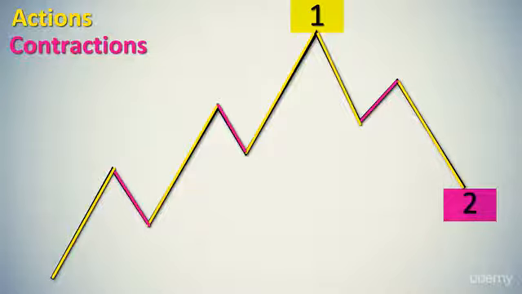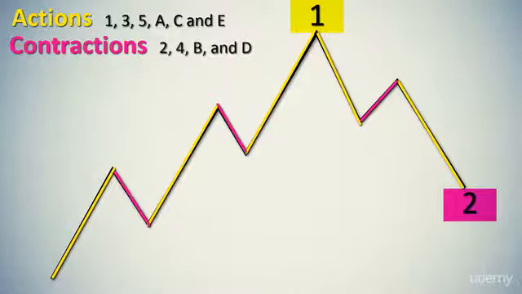Action waves we mark with the odd numbers like 1, 3, and 5, and with the letters A, C, and sometimes E. The contraction waves are marked with even numbers like 2, 4, with B, and sometimes D. Surely you are wondering why we need such a differentiation. Actually, the impulse wave has the same feature as the action wave.